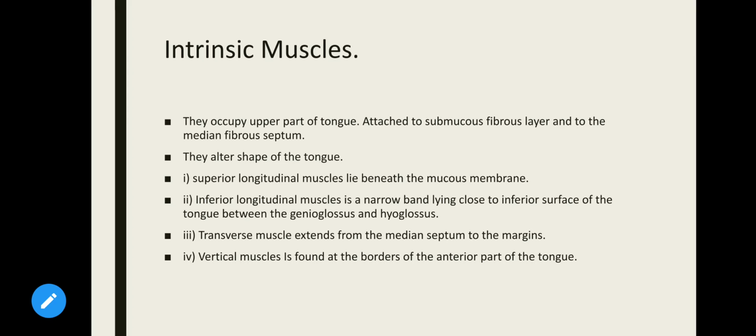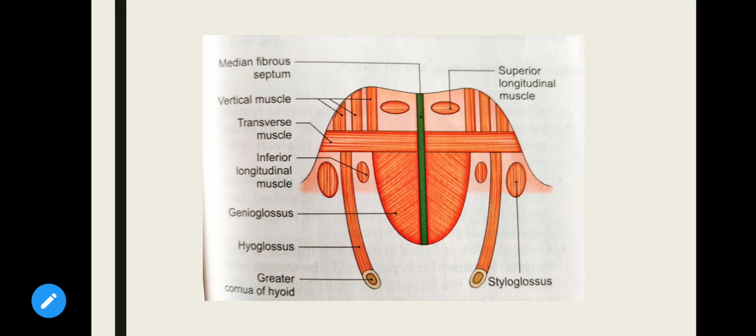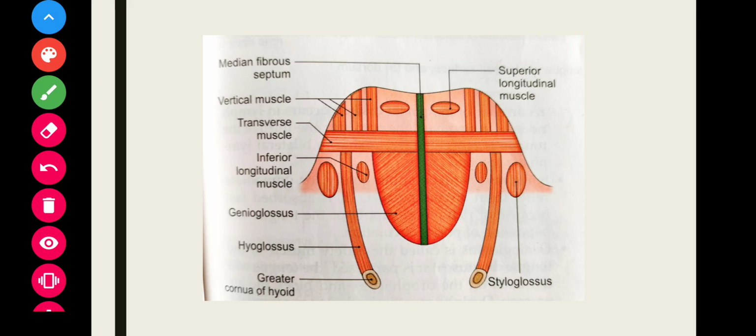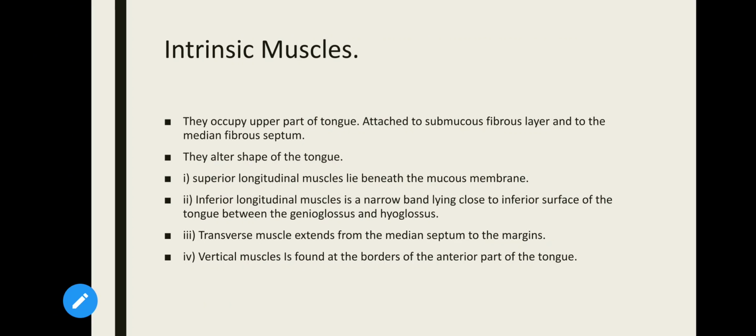Superior longitudinal muscles, they lie beneath the mucous membrane. As you can see in this diagram, these are the pair of superior longitudinal muscles. They lie beneath the mucous membrane. Inferior longitudinal muscle is a narrow band lying close to inferior surface of the tongue between the genioglossus and hyoglossus.